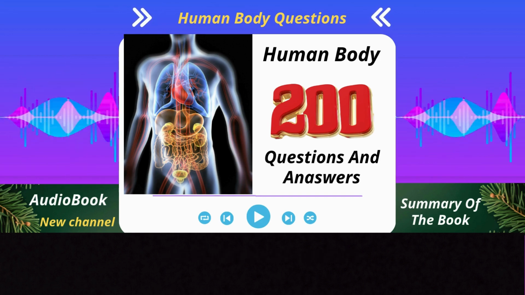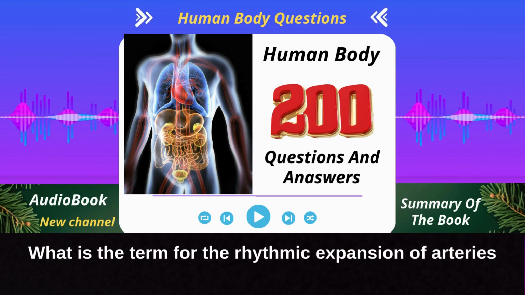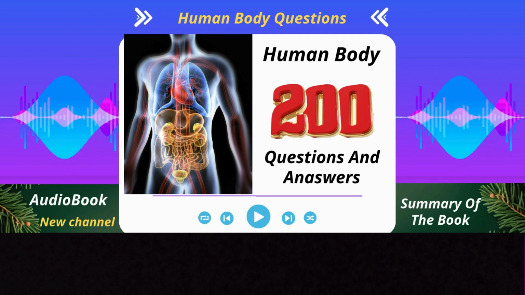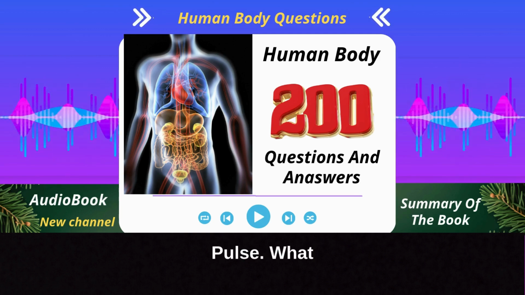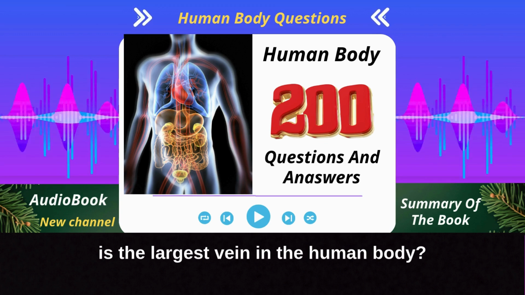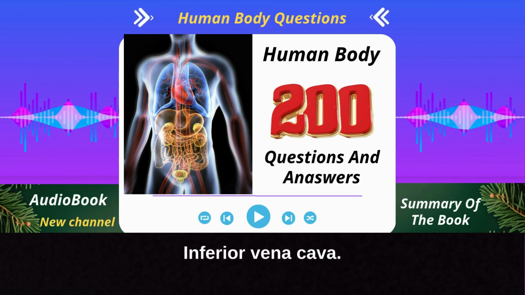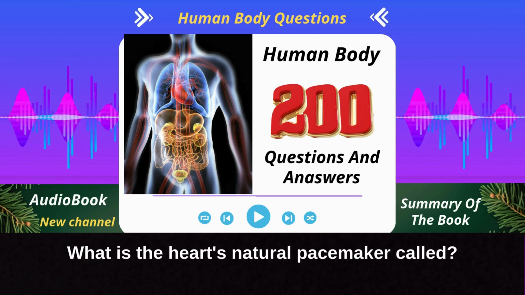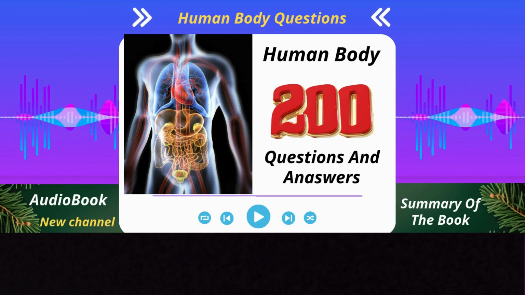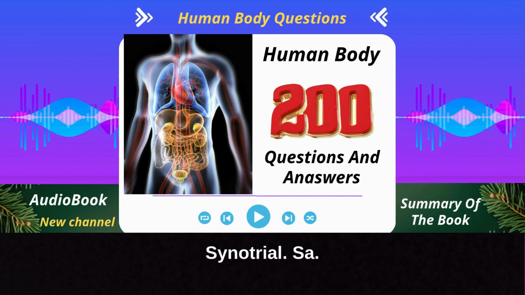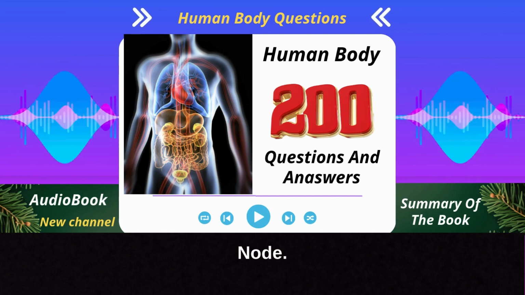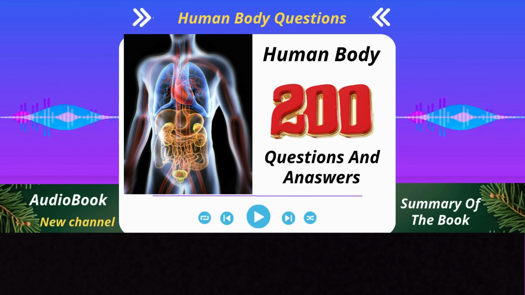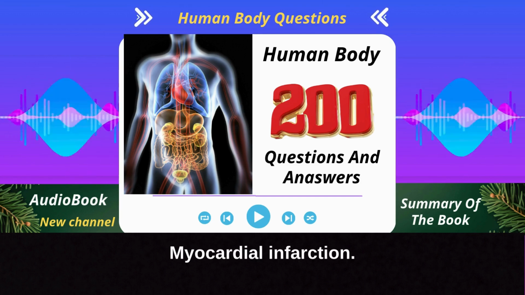Cardiovascular system. What is the term for the rhythmic expansion of arteries during heartbeats? Pulse. What is the largest vein in the human body? Inferior vena cava. What is the heart's natural pacemaker called? Sinoatrial, SA, node. What is the medical term for a heart attack? Myocardial infarction.